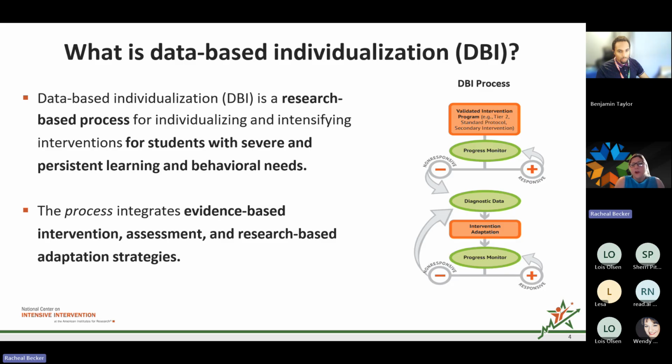So the DBI process is at the heart of everything that we will be discussing today. DBI is a research-based systematic approach for intensifying interventions for students with severe and persistent needs. It integrates 3 core components, which include evidence-based intervention, ongoing assessment, and data-informed adaptation strategies. Progress monitoring is a key piece of this cycle.